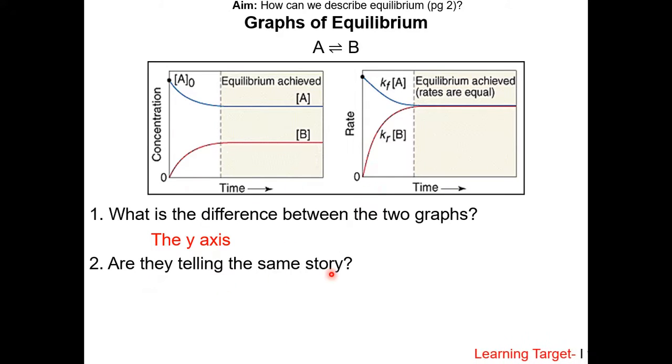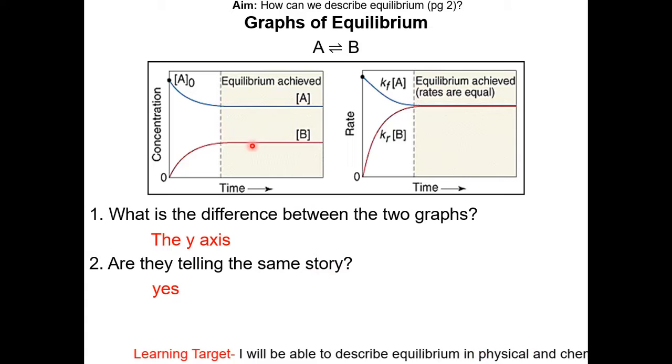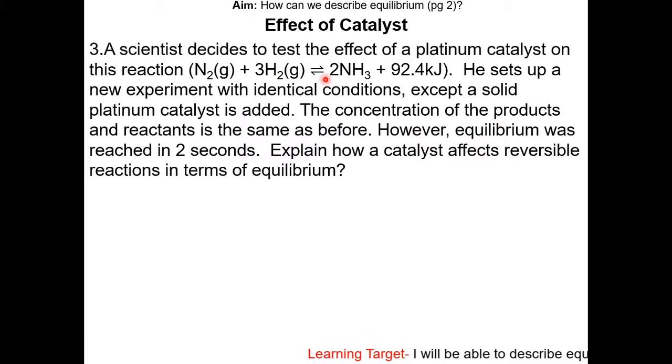Are they telling the same story? The answer is yes. The graph on the left tells us when equilibrium is achieved, the concentrations of A and B are constant. The graph on the right tells us that the forward rate and the reverse rate are equal at equilibrium. Now let's look at the effect of catalyst on equilibrium.